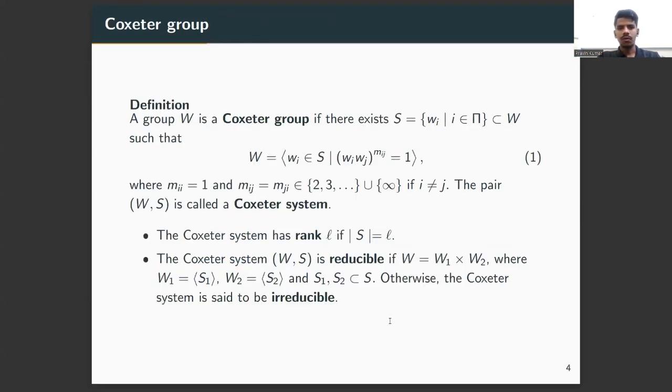A group W is a Coxeter group if there exists a set S such that we have the following presentation. The generating set is the set S, and the defining relation is determined by this exponent m_ij, which is nothing but the order of the product of any two generators. We also require that the generators are involutions. So the pair (W, S) is called the Coxeter system. We say a Coxeter system is of rank l if the cardinality of the set S is l, and the Coxeter system is reducible if it can be written as a direct product of two smaller Coxeter systems.